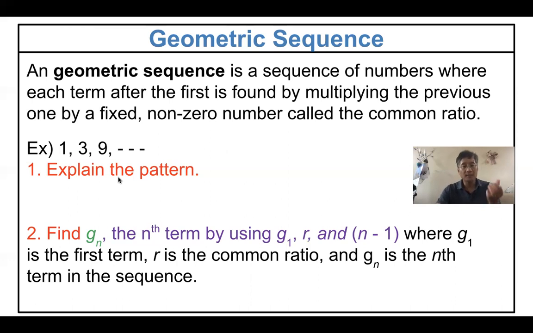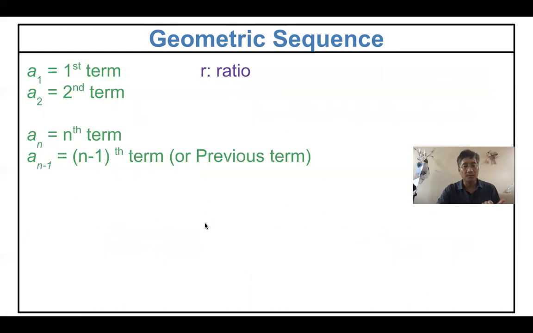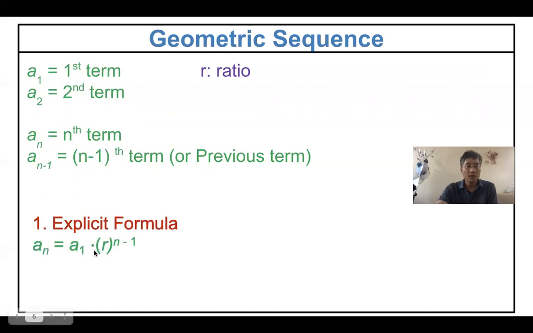Then how do you write it down? The common ratio to the n minus 1 power will be multiplied by the first term. So you already know this, but instead of d, we get r, the common ratio. First term, second term, nth term, n minus 1 term or previous term. And then we get the explicit formula. A1, the first term, times what? You keep multiplying, how many times? n minus 1 times to get the nth term.